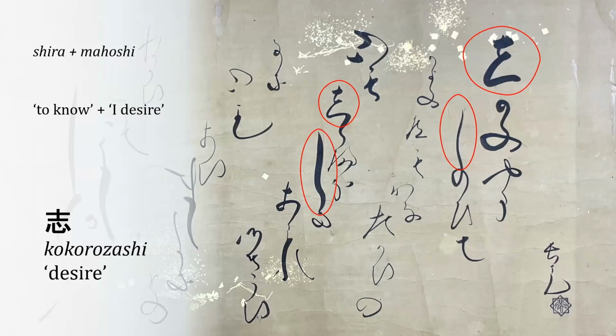So this prominence of kokorozashi inescapably colours the reading of the text so that the whole page gives this sense of really intense desire.